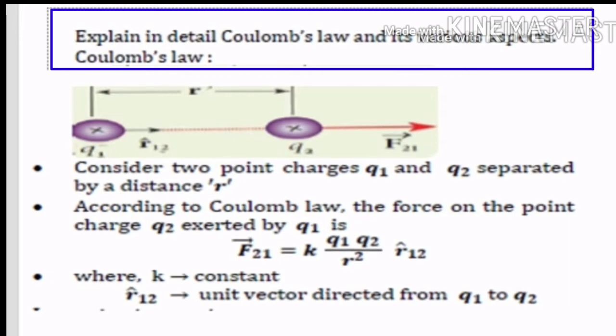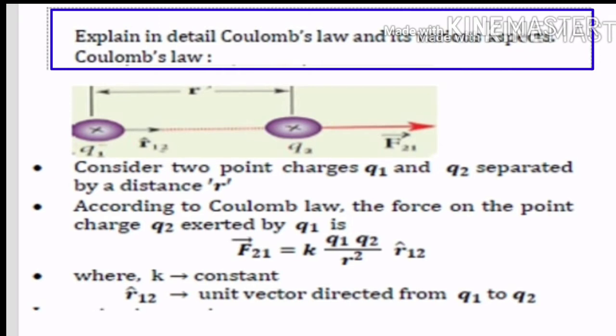Since the charges are said to be positively charged, they will experience the repulsive force. See the force direction. F21 vector is acting outward, so that we can apply Coulomb's law here.